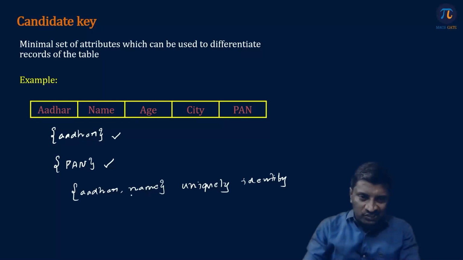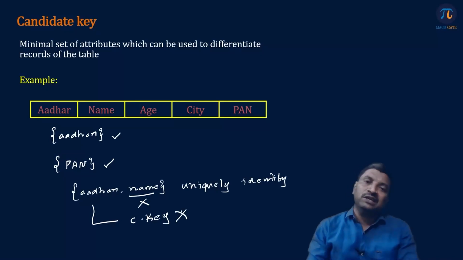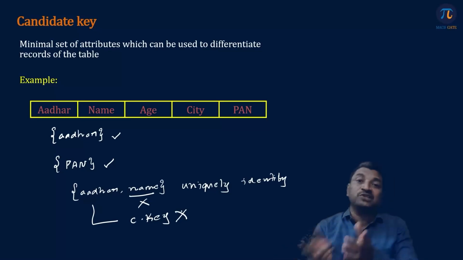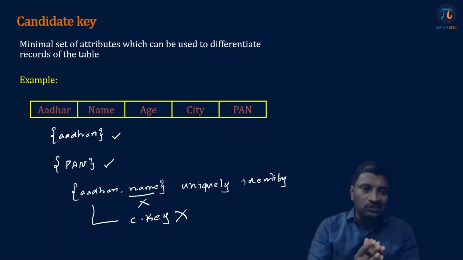So this is an extra attribute. This is not compulsory for our purpose. So this is not a minimal set of attributes, so this is not a candidate key. This cannot be a candidate key because it can be used to differentiate, but it is not a minimal set. Is that clear, sir?